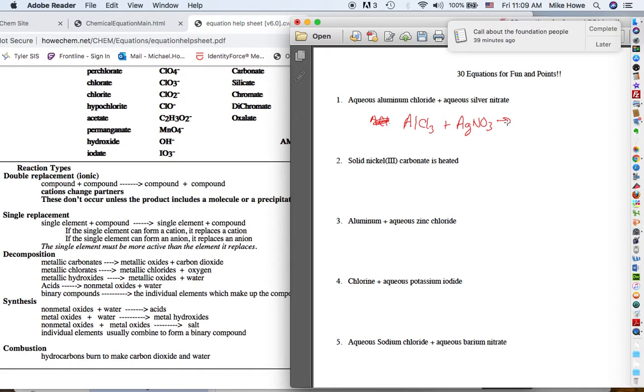You can ignore the states for right now. That silver nitrate is AgNO3. Now I'm going to assume that you know how to write the formulas. Remember, this is plus 3, minus 1, plus 1, minus 1. If you need help on writing formulas, there's a video explanation on the General Chemistry website at the top of the page.